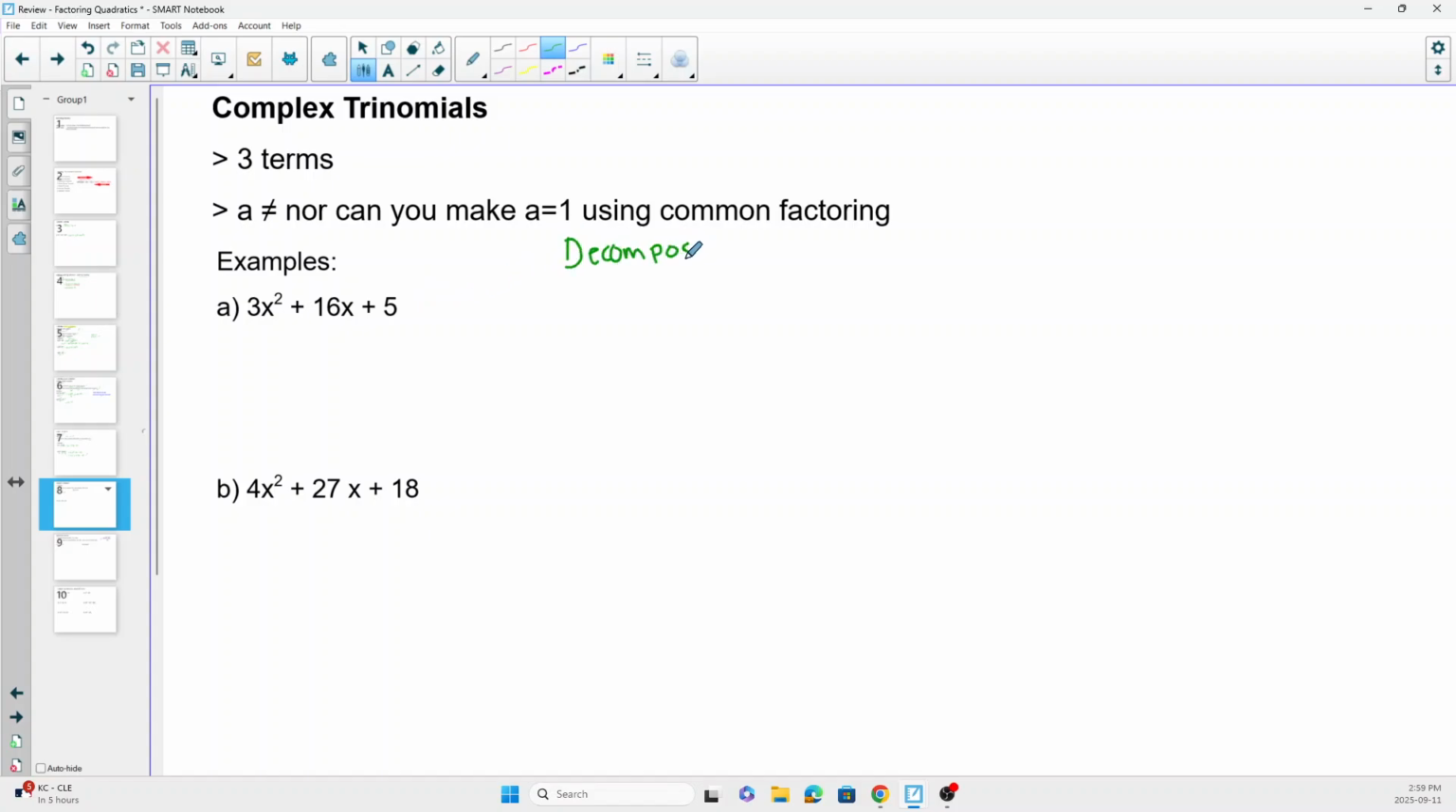I'm going to show you decomposition again. We already looked at a decomposition example, but we're going to look at another one. And then I'll show you another method, and honestly, I don't have a great name for it. We'll call it the T-chart.